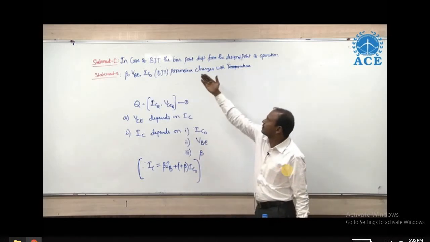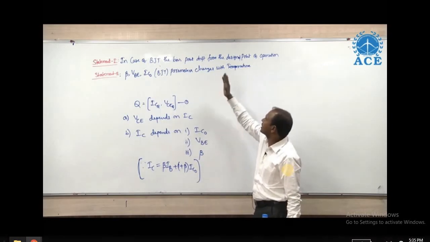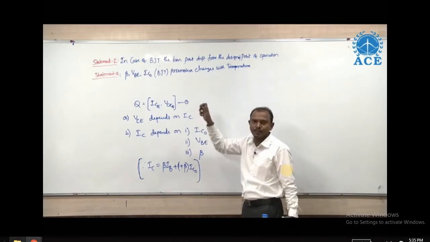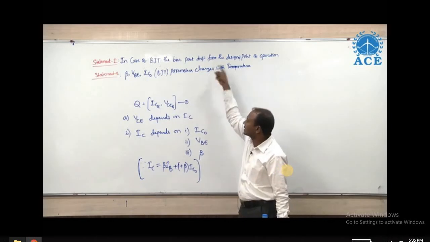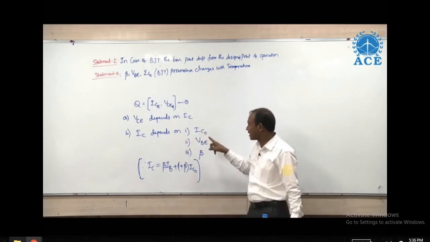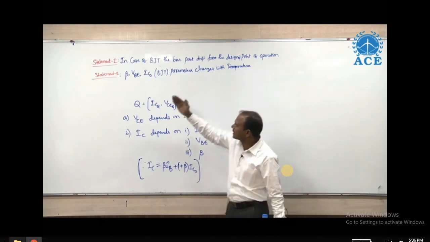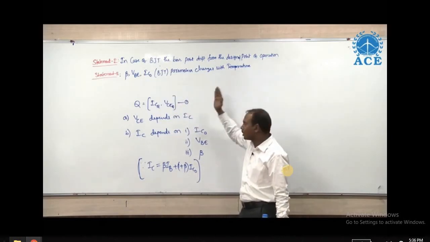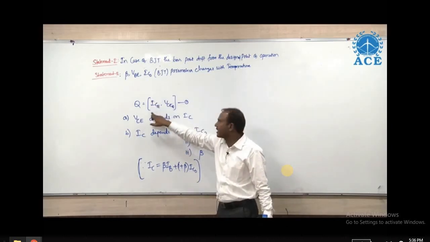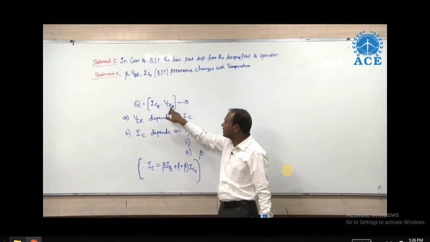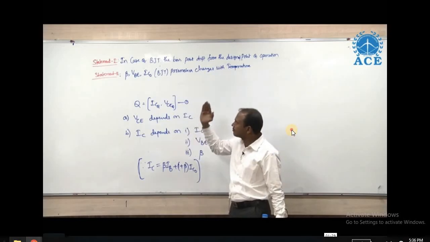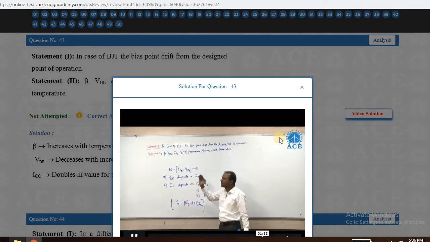Then, coming to statement 1 given by the examiner, in case of BJT, the bias point drifts from the design point of operation. Yes, always operating point will be drifted from the located position because operating point is a function of IC, but IC depends on IC0, VBE and beta. Therefore, if beta or VBE or IC0, which are the device parameters of a BJT, varies because of temperature, automatically IC gets varied. If IC gets varied, automatically VCE gets varied. With IC, VCE varies, automatically operating point or bias point will be drifted. So, statement 1 and 2 both are correct, and statement 2 is the correct explanation of statement 1. So, option A is correct.